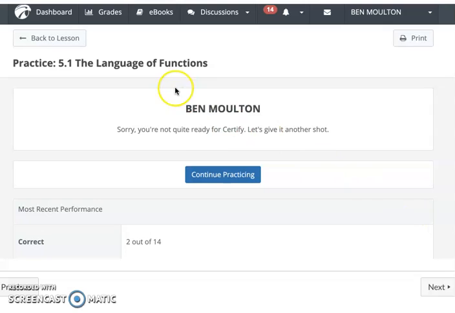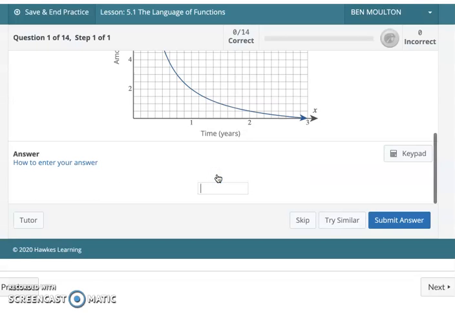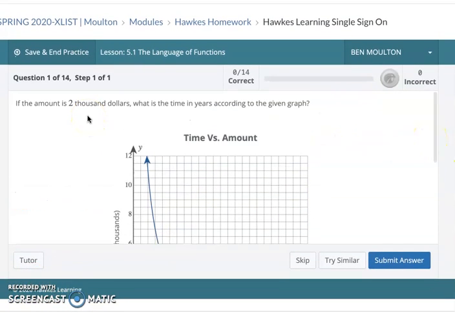Oh, look at that. I'm not ready to certify. Well, let's continue practice. Actually, I think we got them all, didn't we? Let's take a look and make sure we didn't miss anything, because I've been kind of playing with this over time. Hang on, here we go. Yeah, let's take a look at some of these other ones.